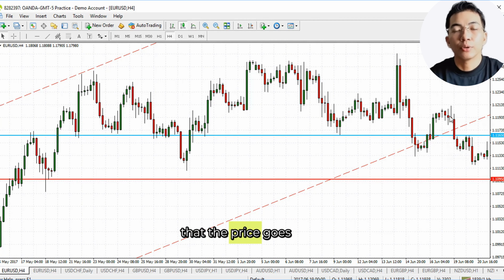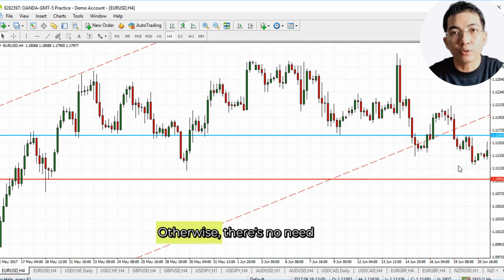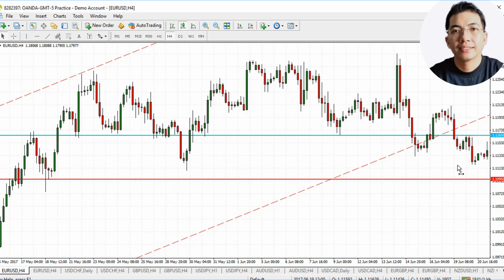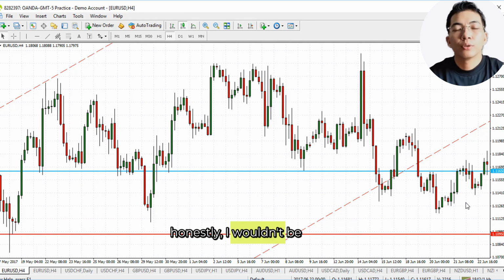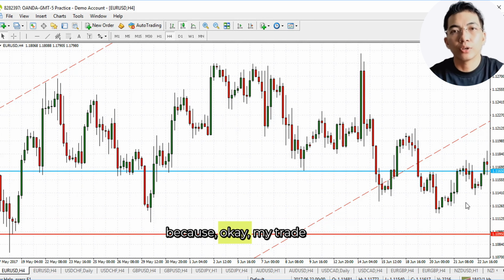Then I can see that the price goes back, and here I can start to be a bit worried, because this red candle goes below my last low, so I'm not very happy at this point of the trade. But I can't expect that every trade starts well, otherwise there's no need to set a stop loss. Going on, I can see that the trade went up again, but honestly I wouldn't be too happy about that, because okay, my trade is going up again, it is near my entry level and this is good, but you can see that it is outside of the uptrend channel, and this is not very good.